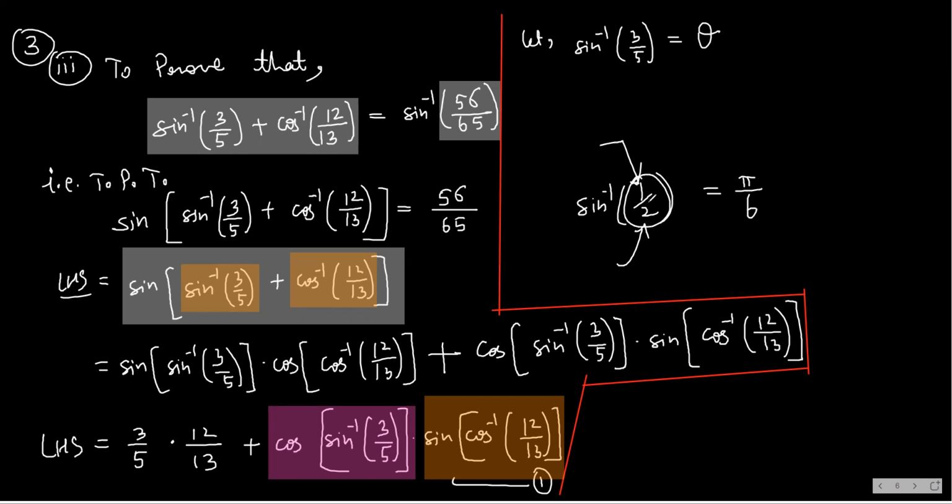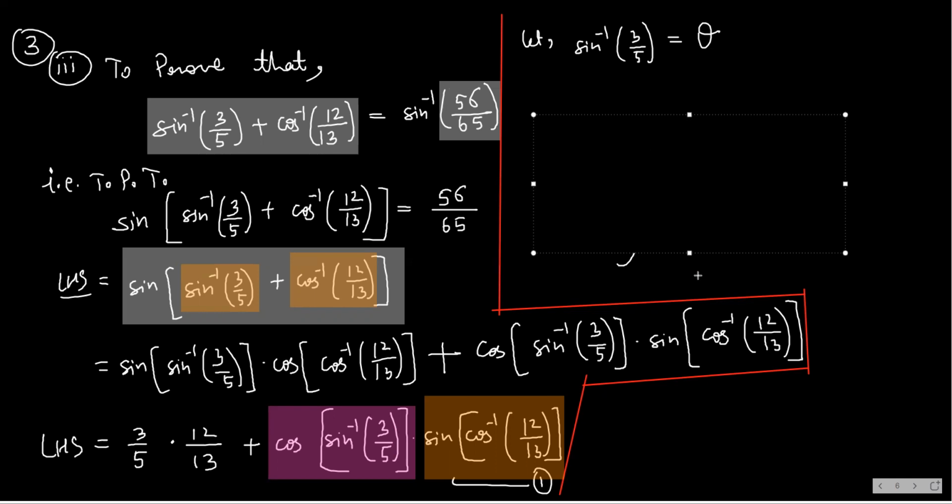This number is very important for us. If we are familiar with this number, we can write the answer faster. Now here this number is 3 by 5. I do not know for which angle sine is 3 by 5, so I write that as theta. So 3 upon 5 is sine theta.